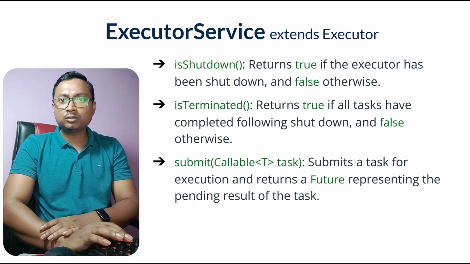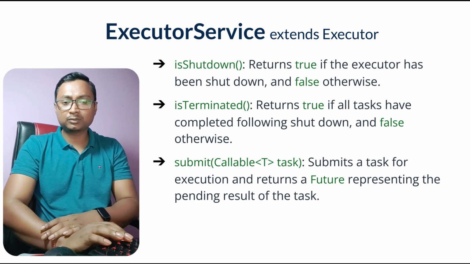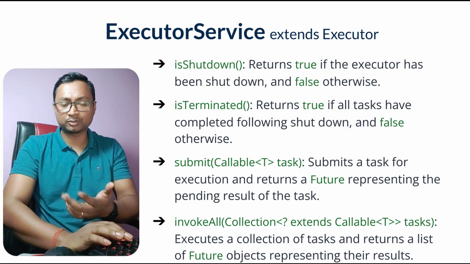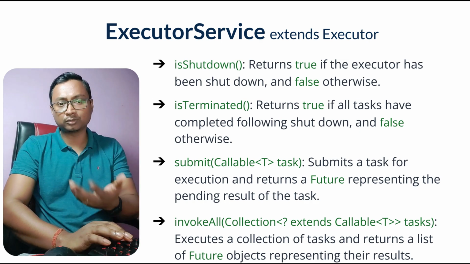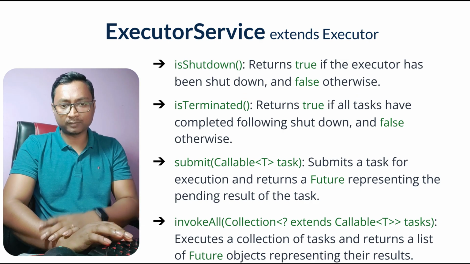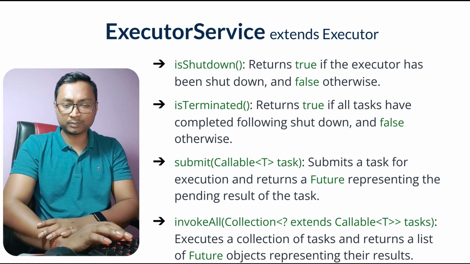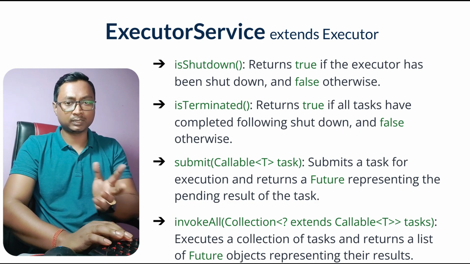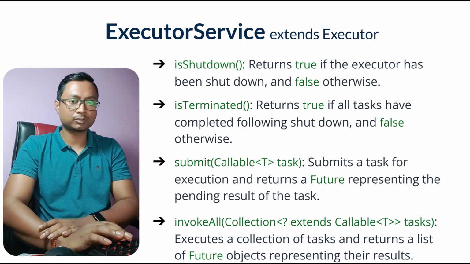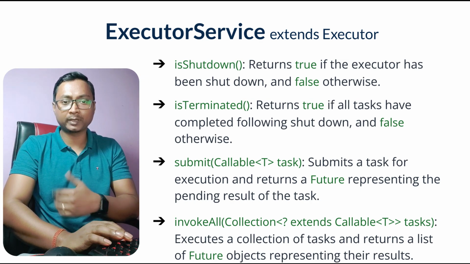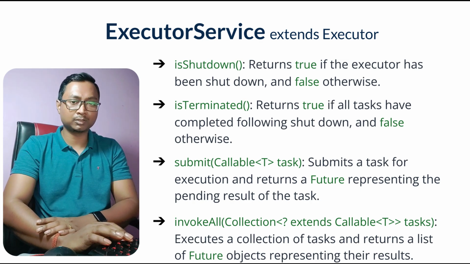There are some more, like invokeAll. This would accept a collection of tasks and return a list of Future objects. And there are some more not covered here. So these are the methods available as part of ExecutorService, but we'll be using very few of them, and we'll see them in our examples. But it is always good to know all the methods that it provides. Depending on your use case, you can make use of those.